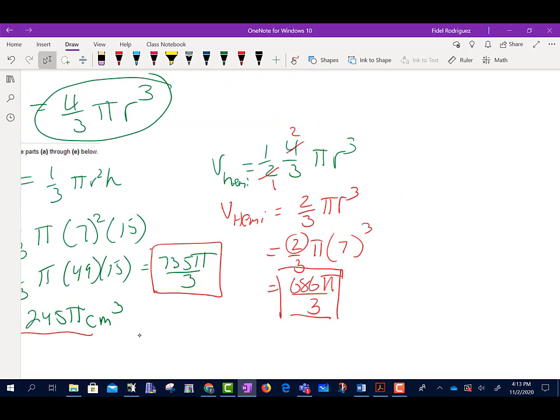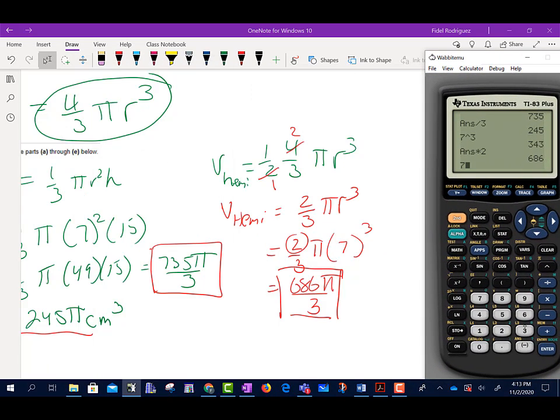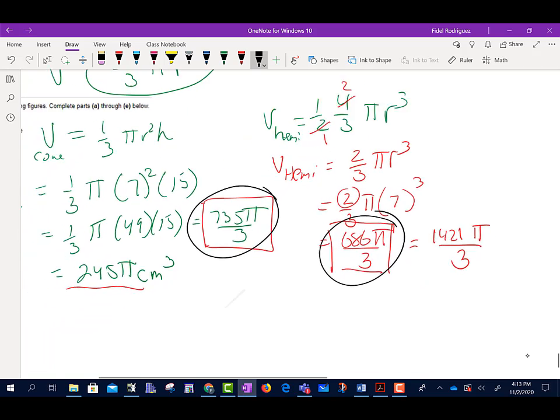So let's take 735. Let me bring this over here. Let's take 735, and let's add 686. 735 plus 686, and that's giving me 1421. So this is going to be 1421 pi all over 3. And all we did is add this number here and that number there together, okay? And there's our volume.